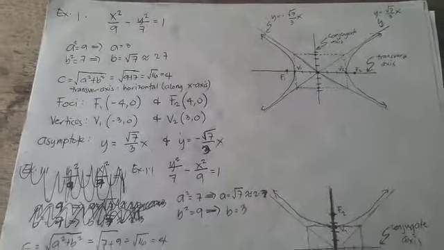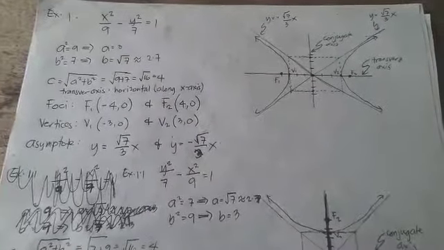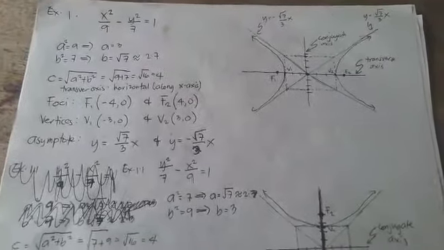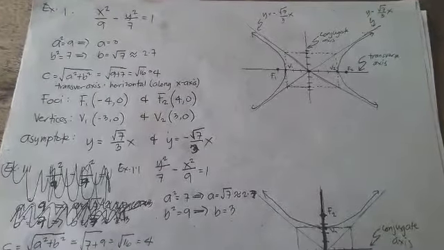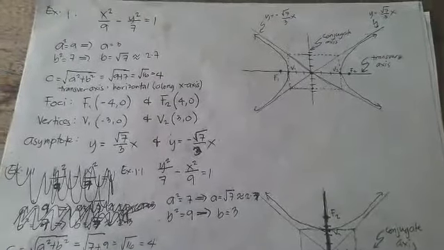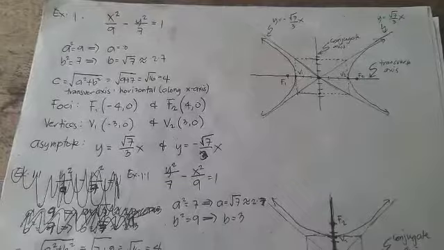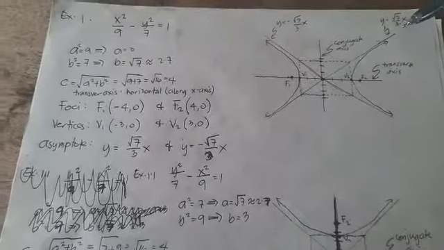So for example 1, as you can see in the module, we are given x squared over 9 minus y squared over 7 equal to 1. So we need to identify the foci, vertices, and asymptotes, as well as sketch the graph.